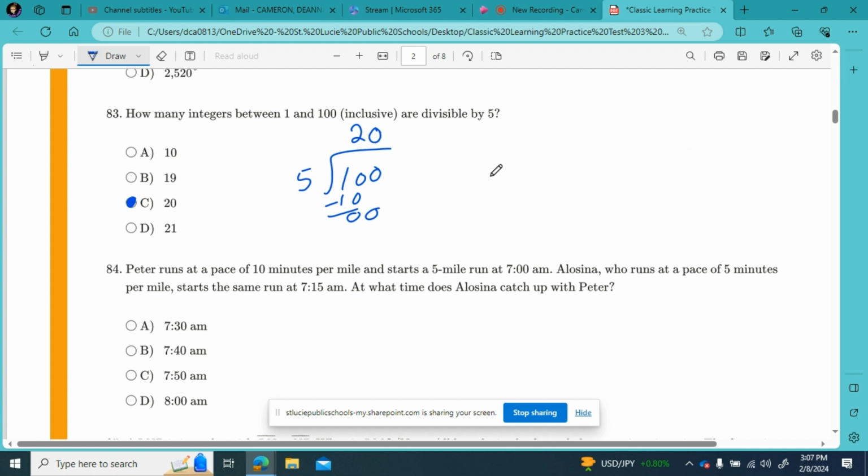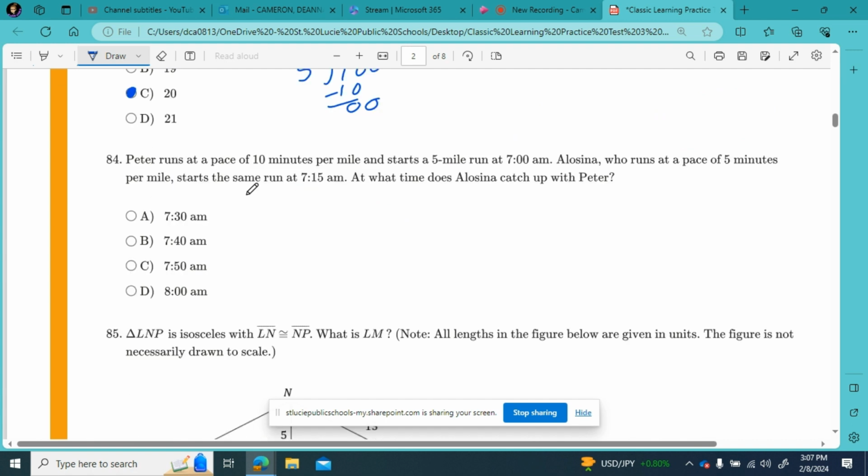Look at that. 3rd grade long division. Look at me go. Okay.